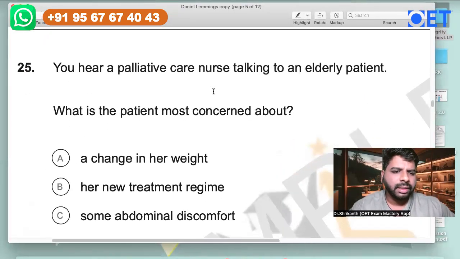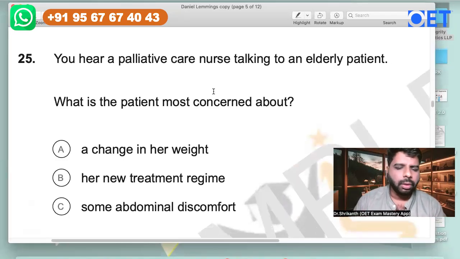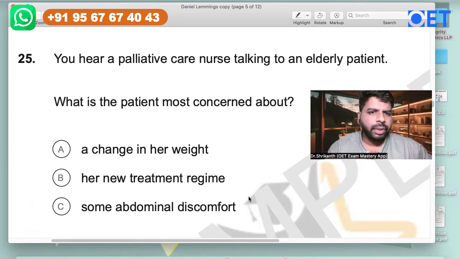Everyone just imagine that you're in the examination hall. They have given you this question paper, and you get 15 seconds to read the 25th question. Then they will play the audio for 30 seconds, and then you will get 5 seconds to choose the correct answer. So first and foremost, let's comprehend the question.